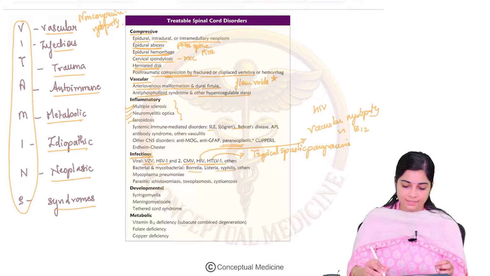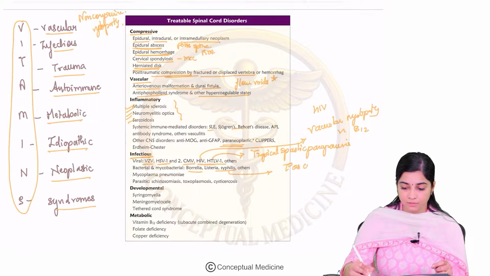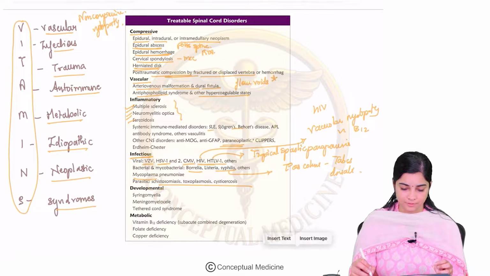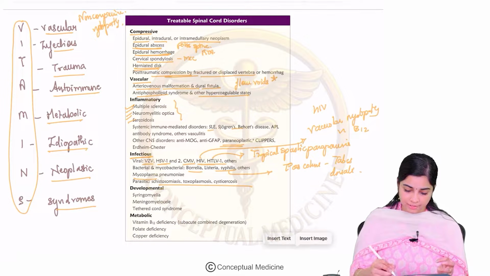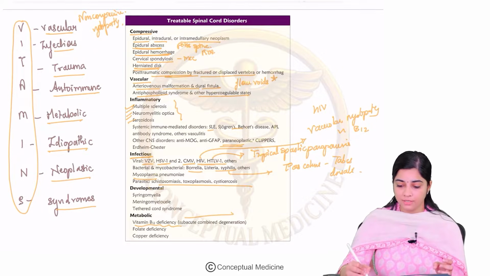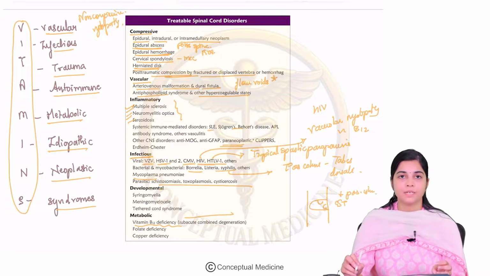Then other bacteria like syphilis, listeria, borrelia. What does syphilis cause? Syphilis predominantly affects which columns? It affects your posterior columns, and this is what we call tabes dorsalis. Then mycoplasma, parasites, all of them can cause a form of non-compressive myelopathy. Apart from that, we have B12 deficiency which causes subacute combined degeneration of the spinal cord. What is the meaning of combined? Two tracts are involved, the corticospinal tract plus posterior column.